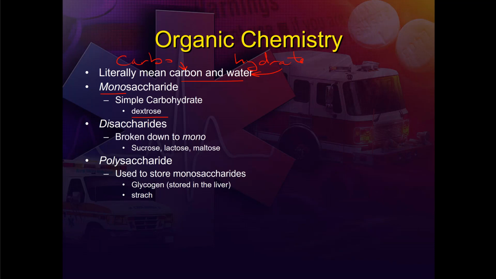So normal dextrose fits this because it doesn't have to be broken down any further. This is important when a person is having a diabetic emergency. Disaccharides are a little bit more complex, but not by much. They have to be broken down eventually to the monosaccharide.